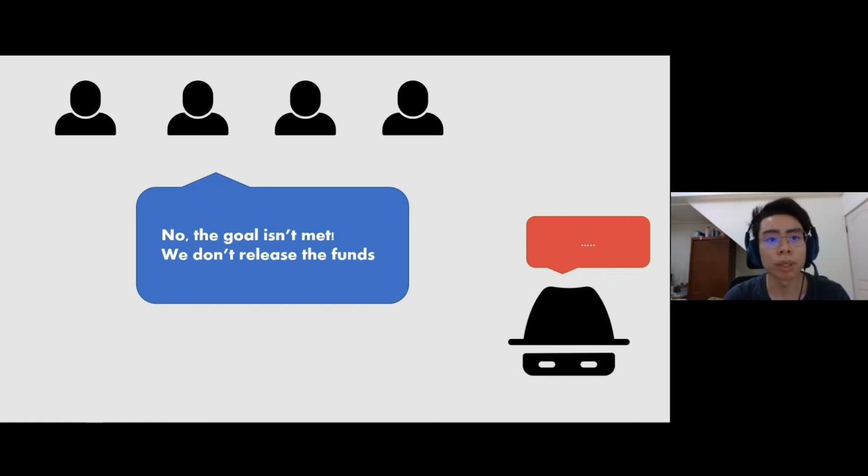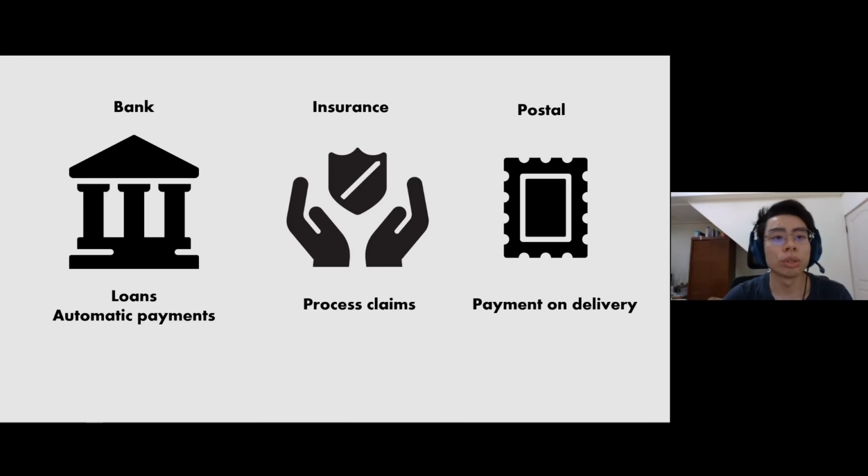Smart contracts can be applied to many different things, not just crowdfunding. Banks could use them to issue loans or to offer automatic payments. Insurance companies could use them to process claims. Postal companies could use them for payment on delivery, and so on and so on.